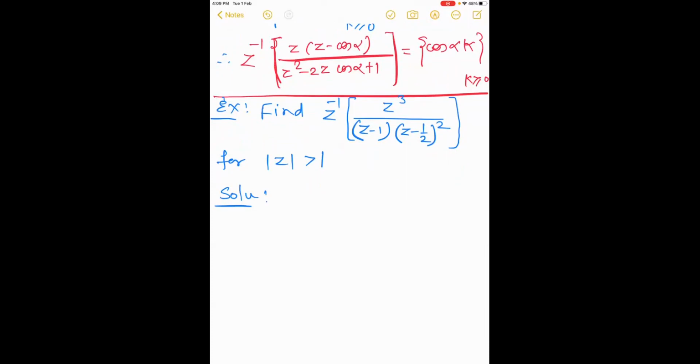So here, first of all, we will take the step F(z) upon z and then we will apply the partial fraction. What is the degree of the numerator? The degree is 3. And the denominator is degree? 2.